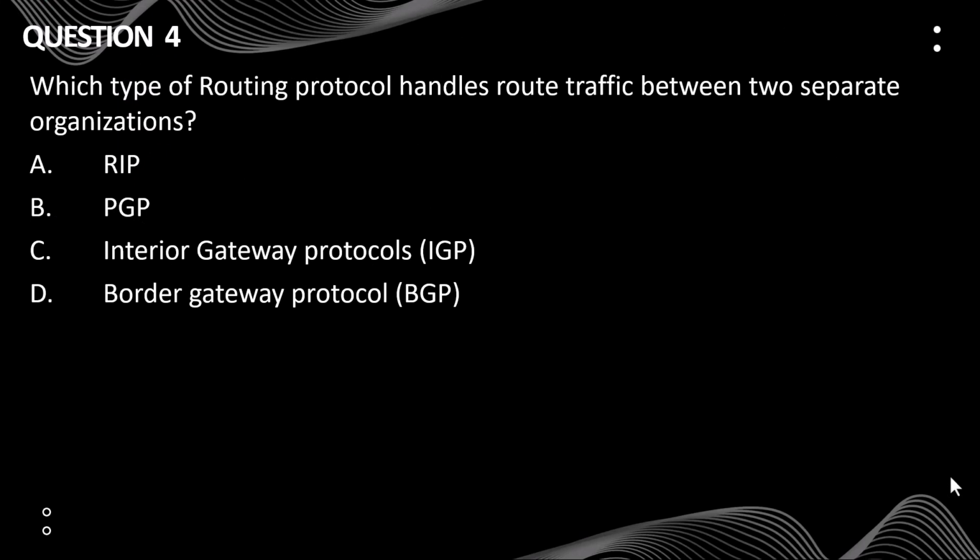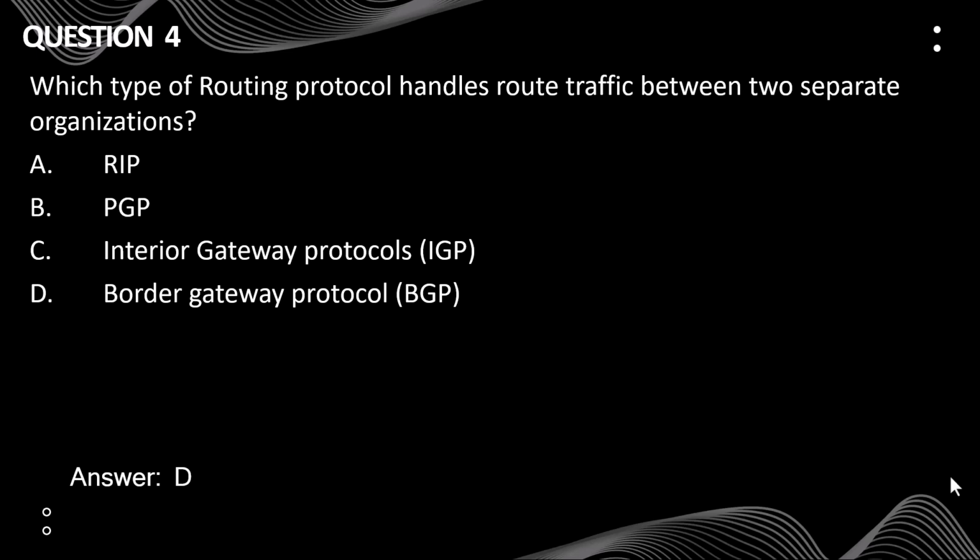Question 4. Which type of routing protocol handles route traffic between two separate organizations? Option A, RIP. B, PGP. C, Interior Gateway Protocol. D, Border Gateway Protocol. The answer here is option D.